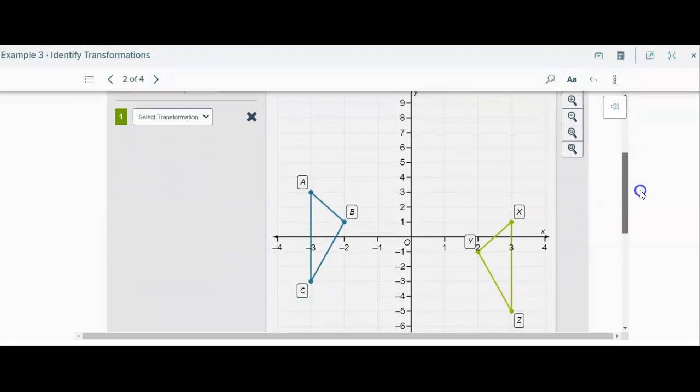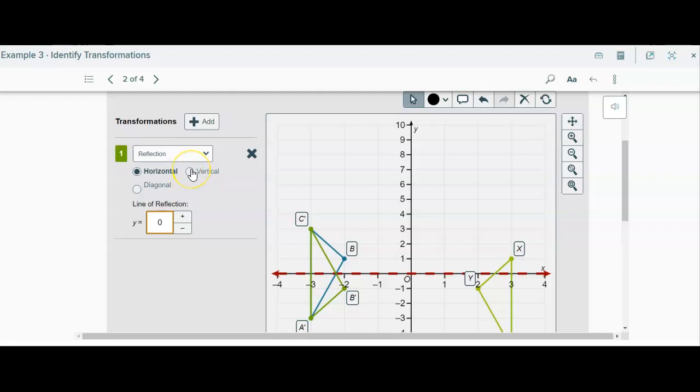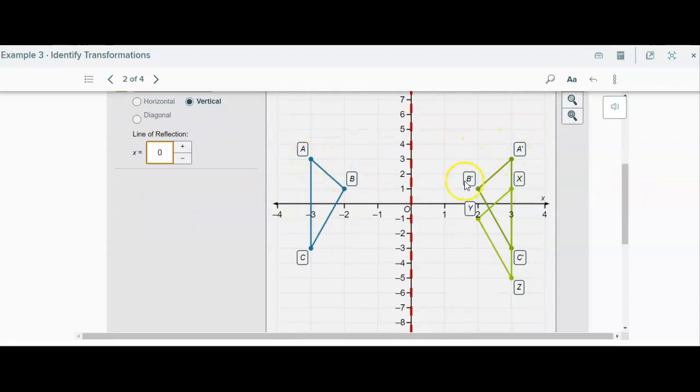So if you look, here's A, B, C, and then it's still in order. X, Y, Z goes the opposite way. So A, B, C is going clockwise, X, Y, Z is going counterclockwise. So since the orientation is reversed, one of those transformations had to be a reflection. So if we reflect this across the y-axis, the vertical axis, okay, if you do that, ABC becomes this.